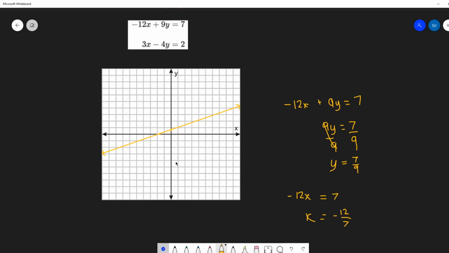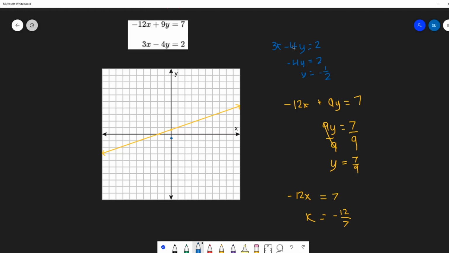Now we can do the same thing for our second equation, 3x minus 4y equals 2, and I'll do that one in, how about blue? Now we can set x to 0 to find the y. So negative 4y equals 2. And we get a y-intercept of negative 1/2. And negative 1/2 will be right here.